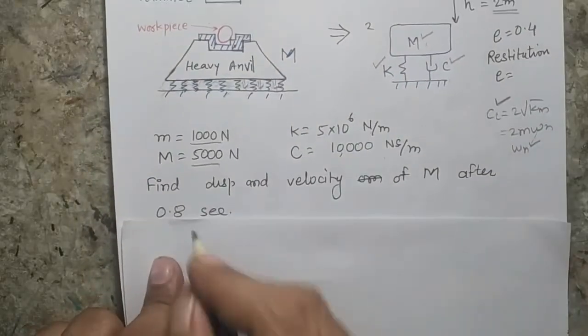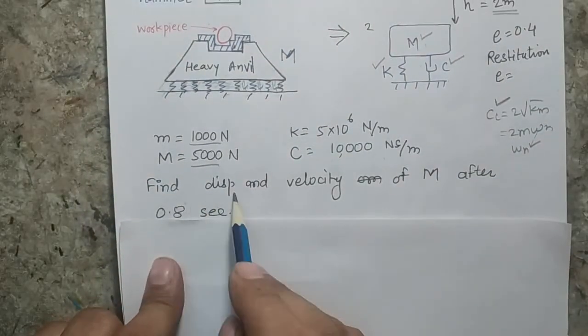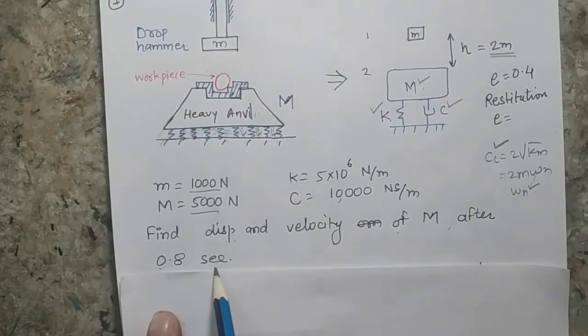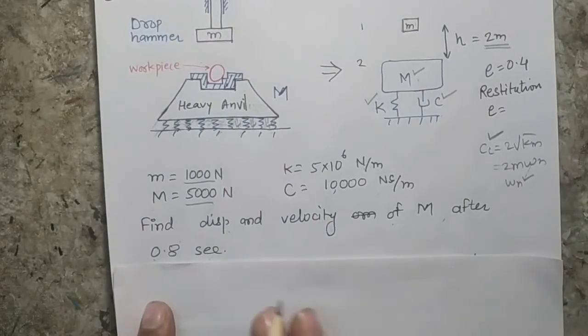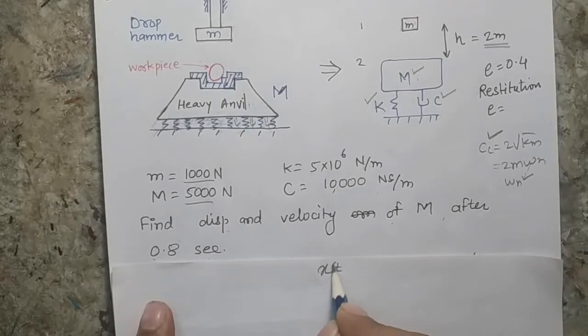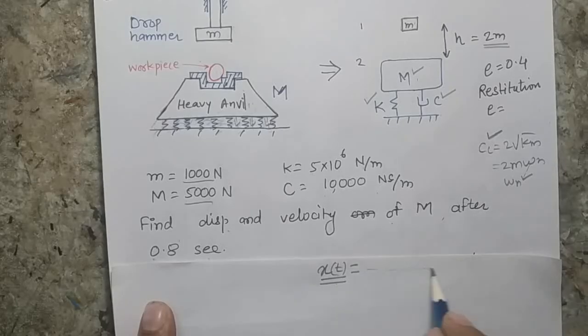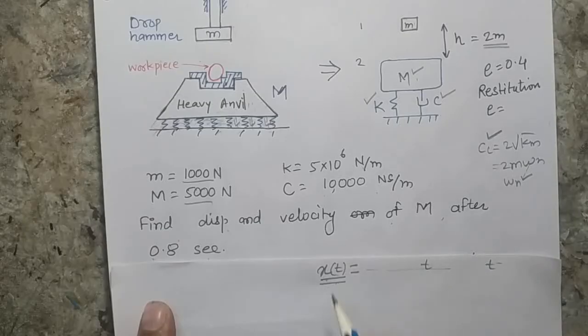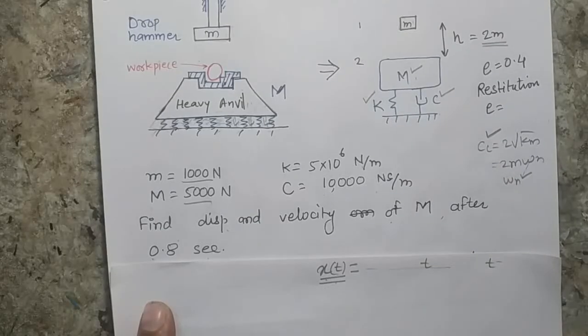Now in the question it has been asked to find the displacement and velocity of M after 0.8 seconds. So definitely, first we have to find the response equation. Response equation means we have to find an equation where x is a function of time, so when I change the t value, my x will change, and that will basically tell me the velocity and displacement of my mass.